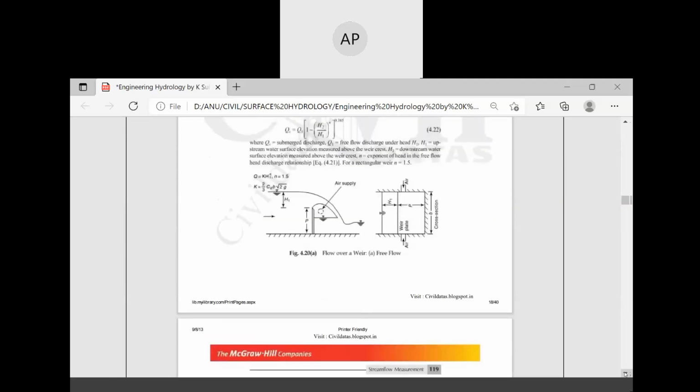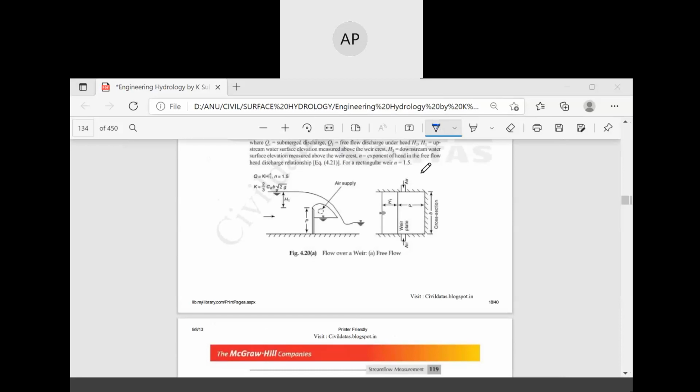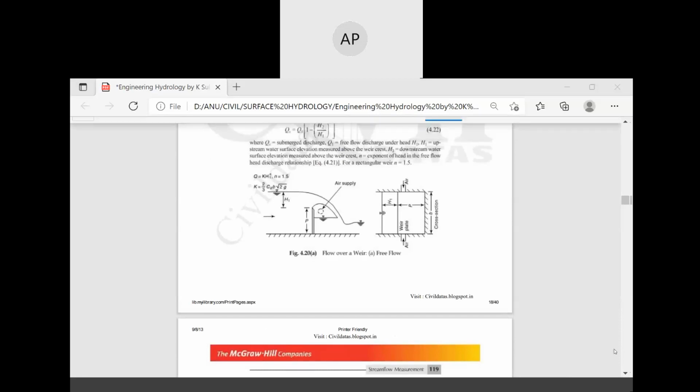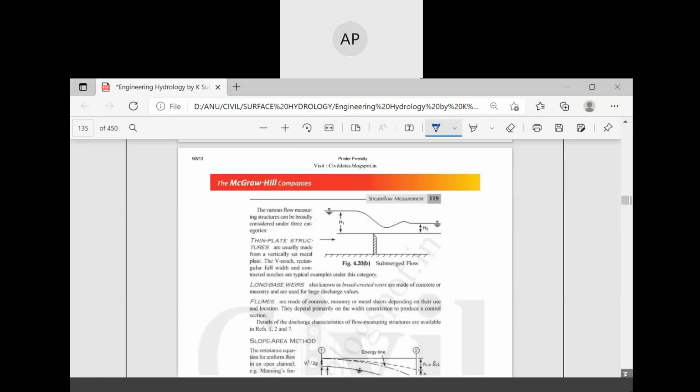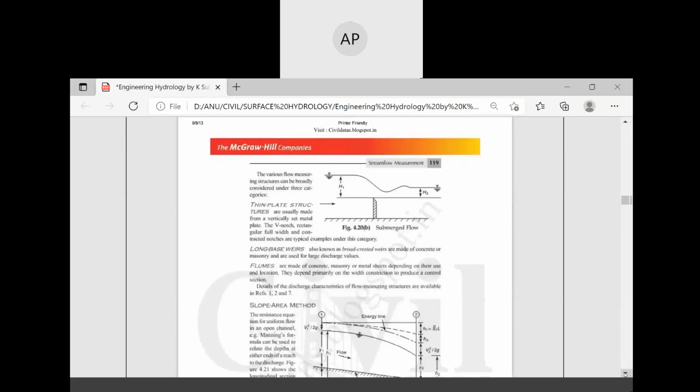So using this structure, we can also find out the velocities. And the last one is the slope area method.